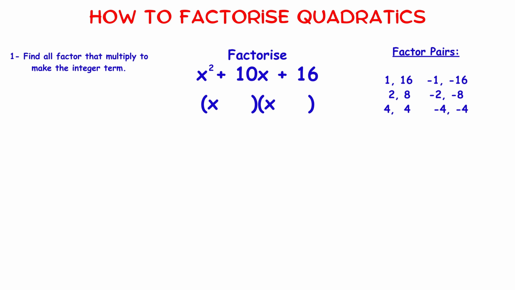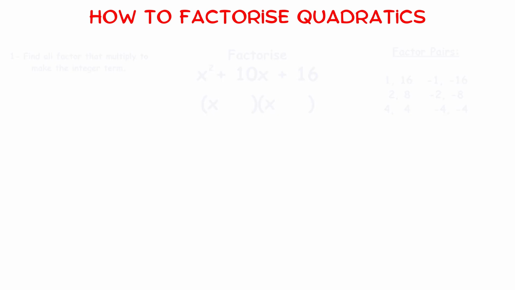Once we've written out all of our factor pairs, our next job is to find which of these pairs of numbers we can add together to make the coefficient of our x term, which in this case is the positive 10. Because this 10 is a positive number, we can tell straight away that we're going to be adding one of the positive factor pairs together. So we can ignore these negative ones.